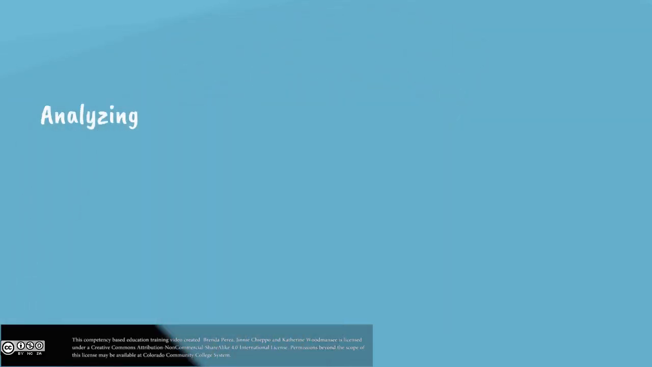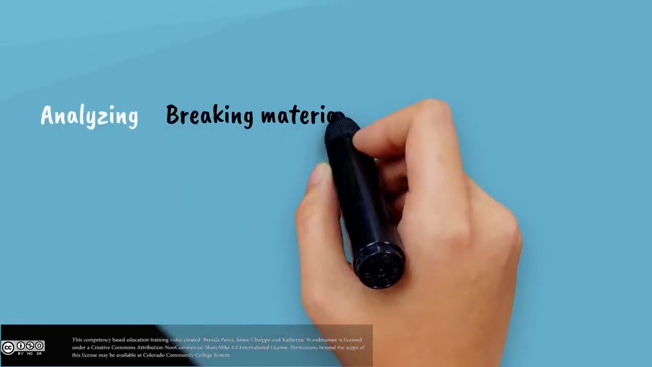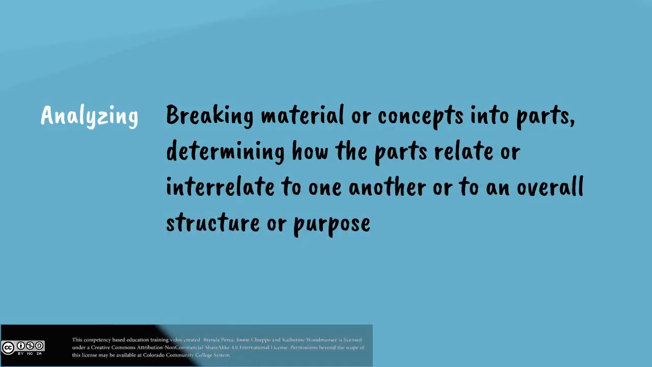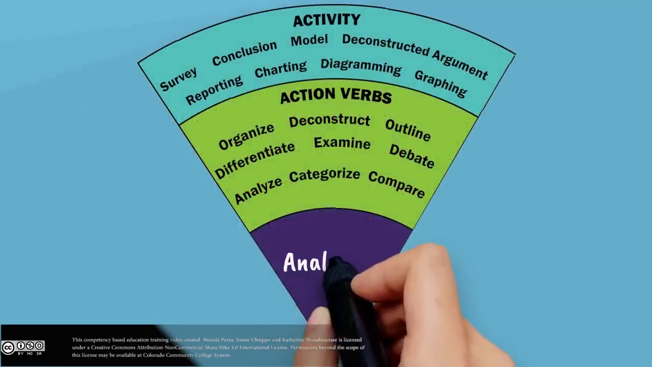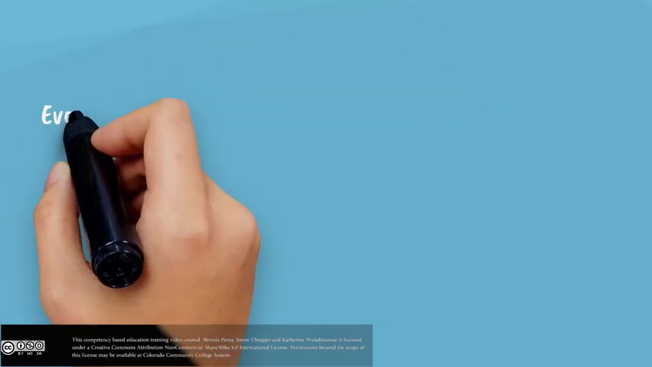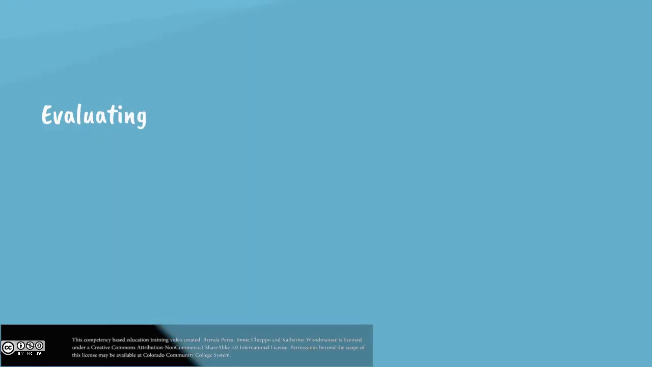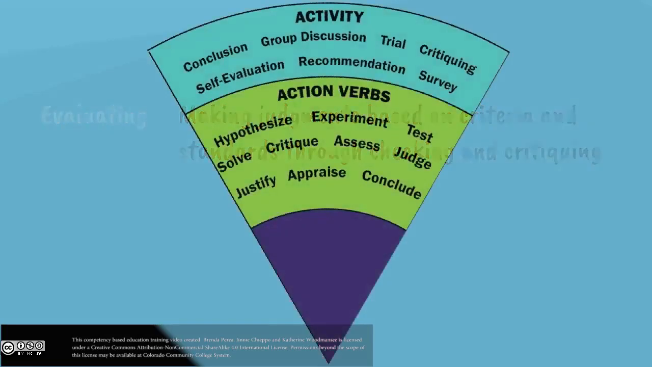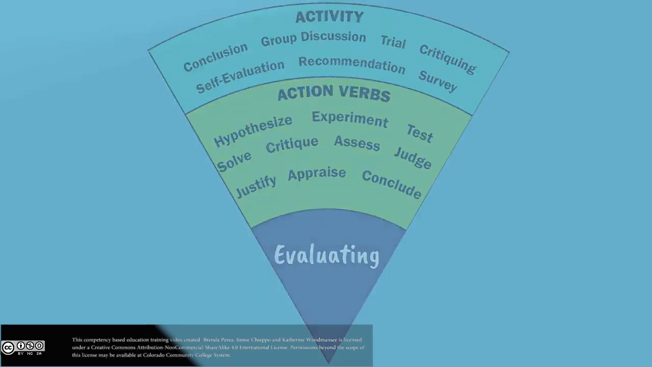So level 4 is analyzing, and it is the breaking material or concepts into parts, determining how the parts relate or interrelate to one another or to an overall structure or purpose. Some of the key verbs of analyzing include comparing, organizing, deconstructing, and outlining. The next level is evaluating. It is making judgments based on criteria and standards through checking and critiquing. Some of the key verbs include hypothesizing, experimenting, critiquing, judging, and testing.